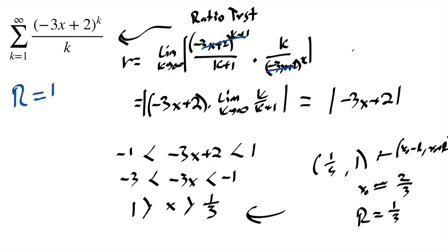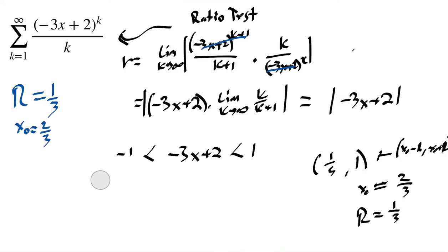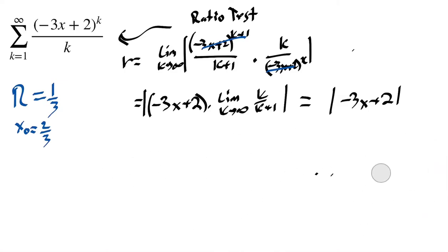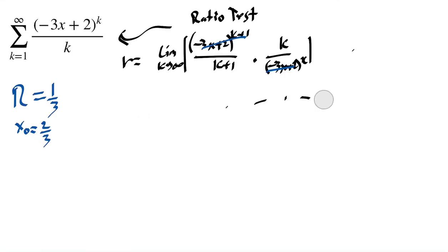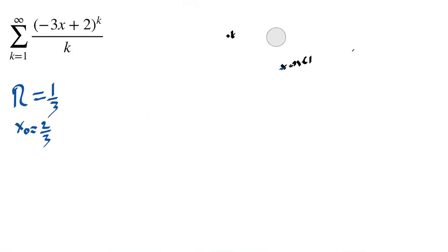So this tells us what our radius of convergence is. This tells us that r is 1/3 and our x naught, which is the center of our interval, is 2/3. There's one lasting question which we need to ask, and that is, what's going on at the endpoints? So this is something that we need to think about when we go through this problem, and that is what happens at both 1/3 and 1. Well, let's just look really closely and see.